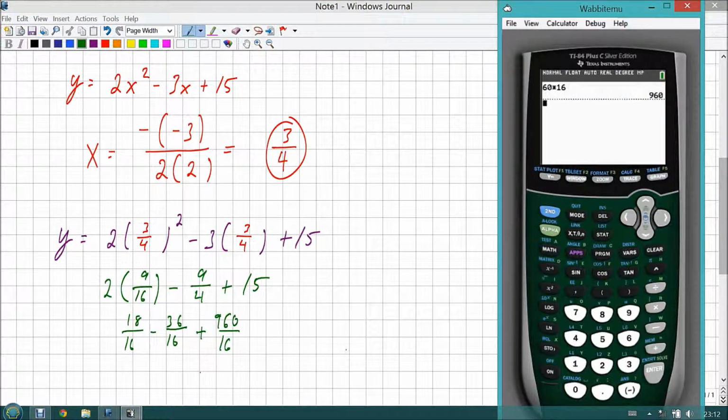go with 18 minus 36 plus 960. Sorry, my calculator's being really slow. So this gives me 942 over 16.